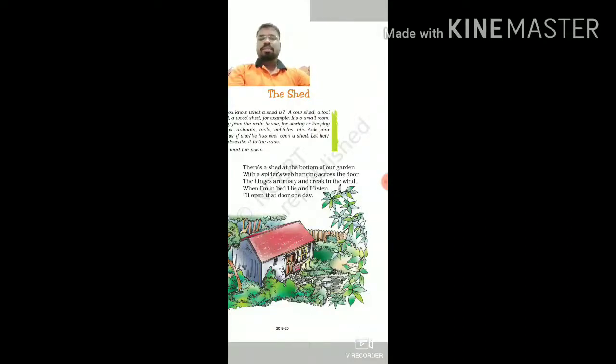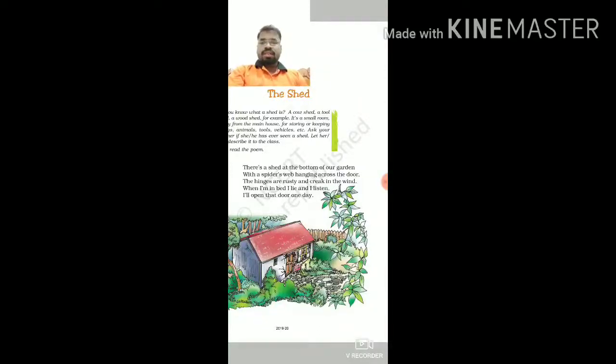So just at the end of the garden, there is a shed with a spider's web hanging across the door. So the spider's web was there. Where was the spider's web? Across the door. We can imagine that if there is a spider's web, it means the door hasn't been opened for a longer period of time. It means the shed was closed for many days.